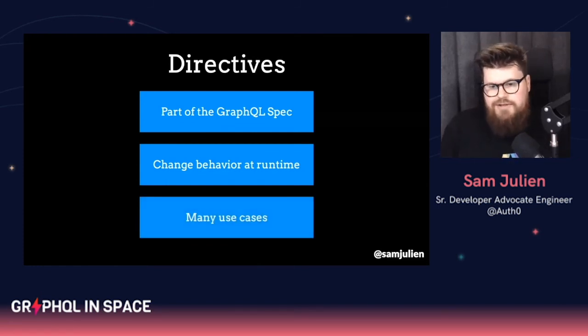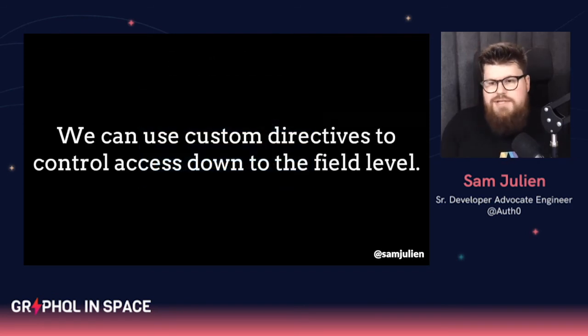One really popular use case for them, other than the deprecation thing, is internationalization, because they can change a string on the fly, do some translation, and it's kind of an intermediary use at the time of the request. So it's pretty neat. And we can also use custom directives to control access all the way down to the field level. So if you only want to show certain fields for certain users, like maybe you have admin users and you don't want other users to see other fields, you can use a custom directive for that.